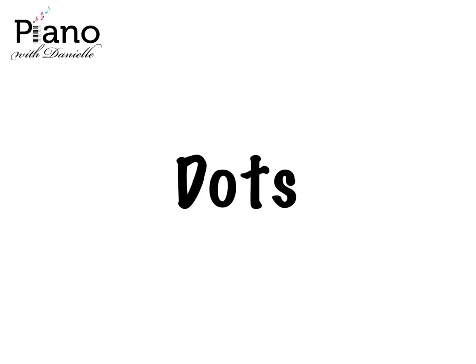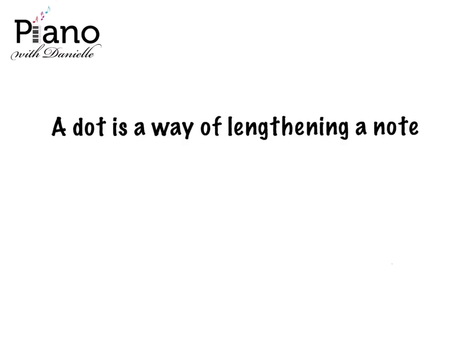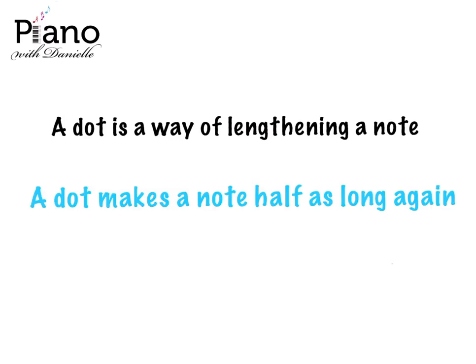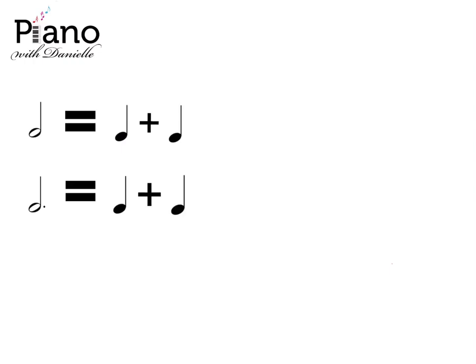In my previous video about ties, we looked at making notes longer. A dot also makes a note longer. In fact, placing a dot after a note or rest makes it half as long again. So let's look at some notes. Let's start with the minim and see how a dotted minim is different. A regular minim is worth 2 crotchets. Now a dotted minim is worth half as much again. So this means it's worth 2 crotchets plus another crotchet, like so.